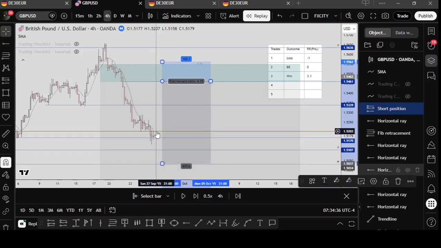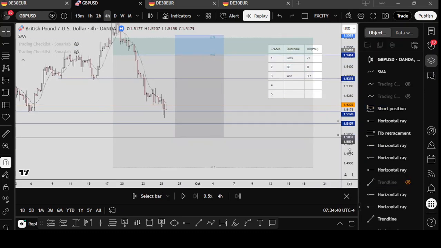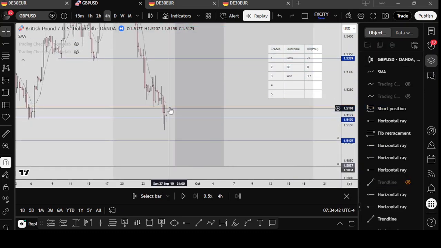But I'm still active on this, and I will be active on this level as well. So let's see how that plays out. So this is the potential first entry. So first entry invalidated.